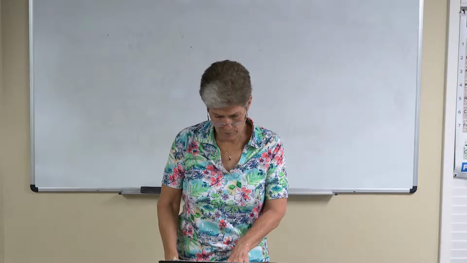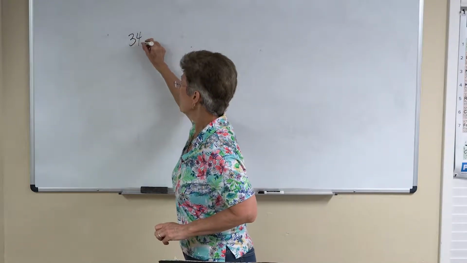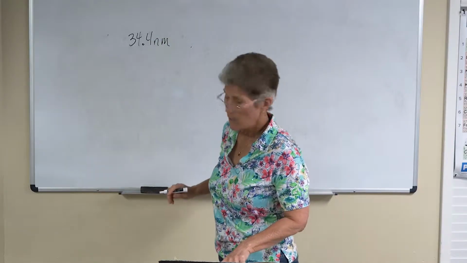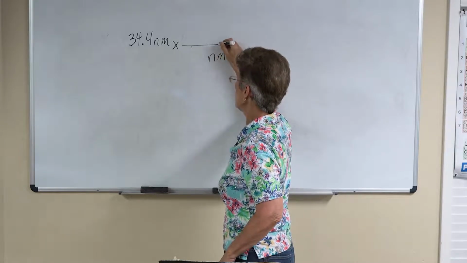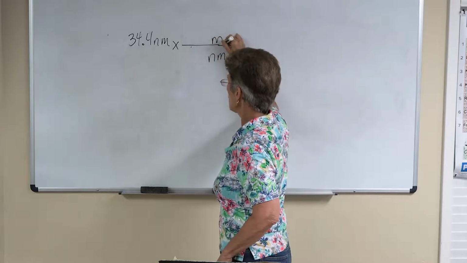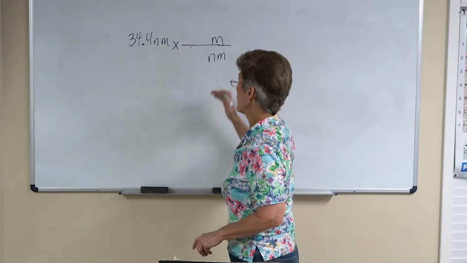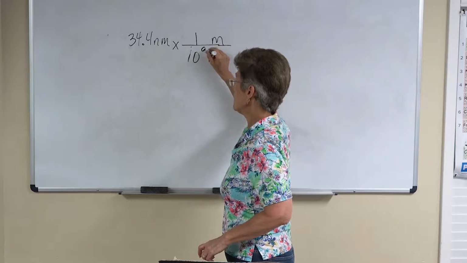Number 5, light has a wavelength of 34.4 nanometers. What is the wavelength in meters and its frequency? So we have 34.4 nanometers. We want to know what it is in meters, so we have nanometers on the bottom. We have meters on the top. I like to give the big one a 1, so this is going to be 10 to the 9th.